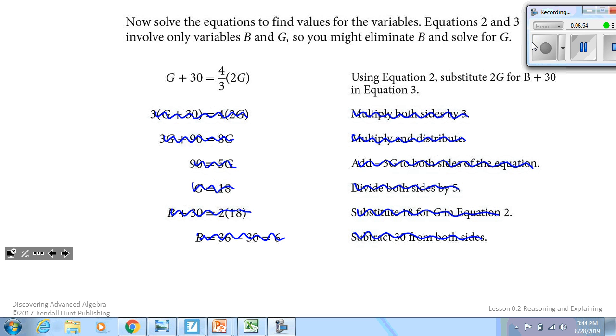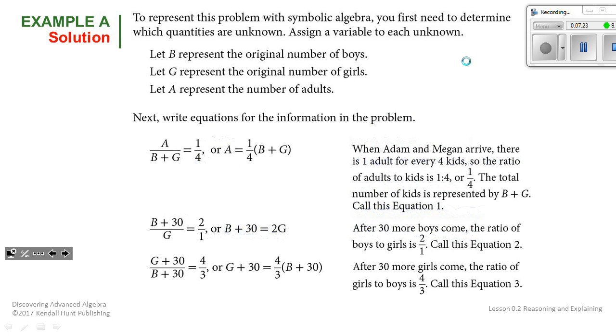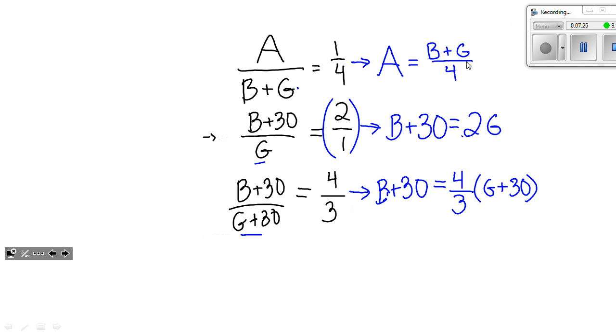All right, so excuse the mess. I forgot my screen shade here, so we're going to do it this way. So I'm going to take that first equation, that G plus 30 equals 4/3 times 2G. And I'm going to, using that equation, sorry, not the first one, the second one, using that equation too, I'm going to substitute 2G for B plus 30. I'm going to back that up a little bit. So let's look at our last slide. Oops, where'd it go? Here we go.